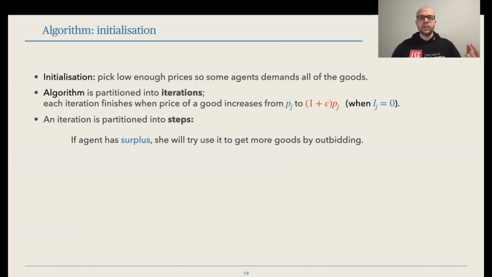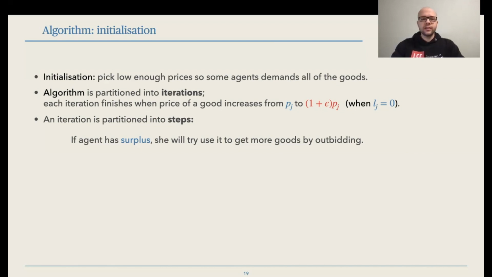Essentially, it measures how long it takes for some LJ to become 0 so the price increases. And iterations are going to be very easy to count, and the main complexity is going to be considered in steps. Really, the steps are the basic elements of an iteration. And in one step, we are just going to consider one agent.